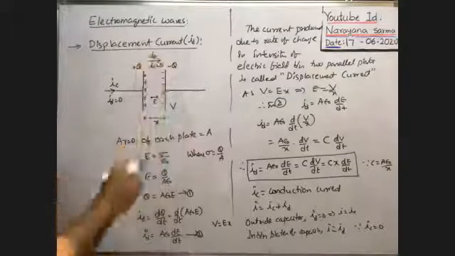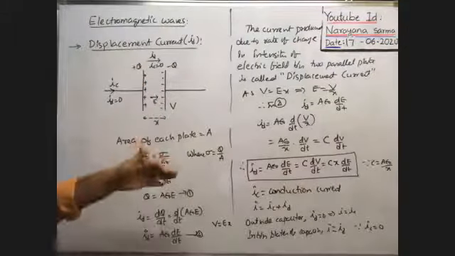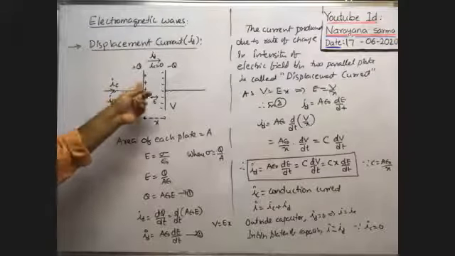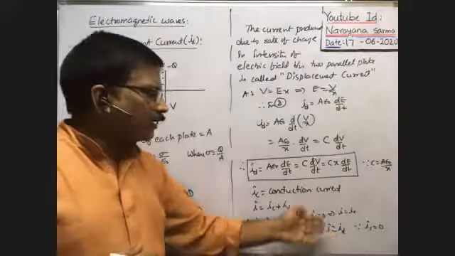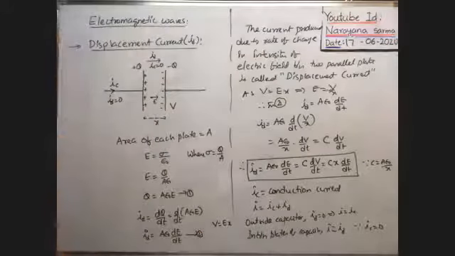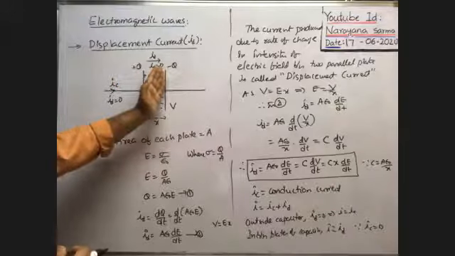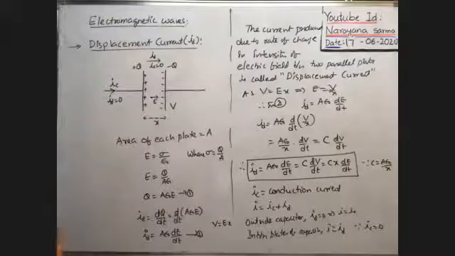So in this way, at any point, while charging or discharging the capacitor, the net current passing through the conductor or in between the two plates of the capacitor is the same, that is equal to ID or equal to IC. So this is the displacement current. Whenever the displacement current passes between the two plates of the capacitor, some magnetic field is also developed in between the two plates of the capacitor.